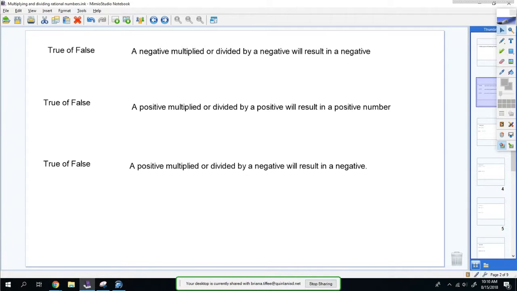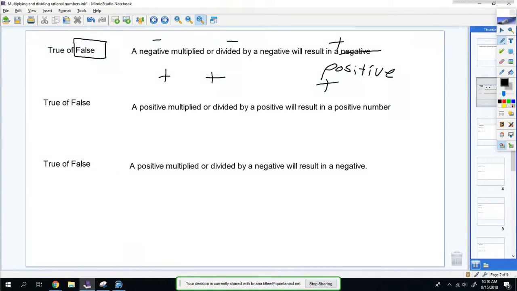So true or false, a negative multiplied or divided by a negative will result in a negative. That is actually false. The way to make this true is to say positive. And the way I remember is if both the signs are the same, it'll always result in a positive. So that's a negative, negative means positive. It's positive, positive, it'll be positive.